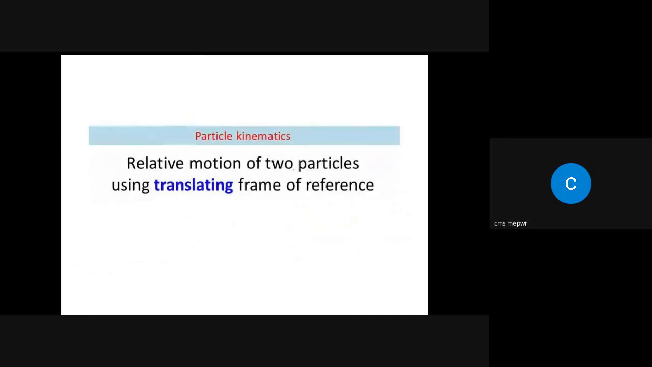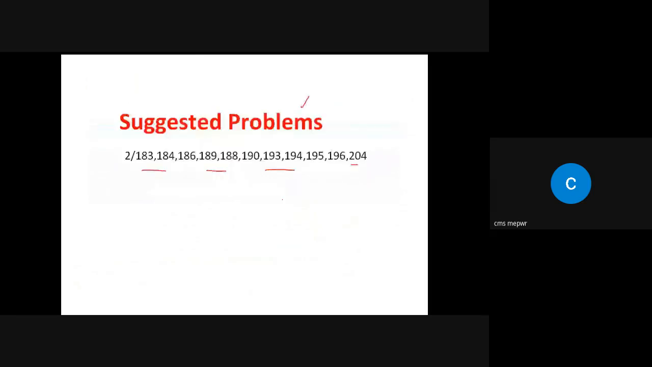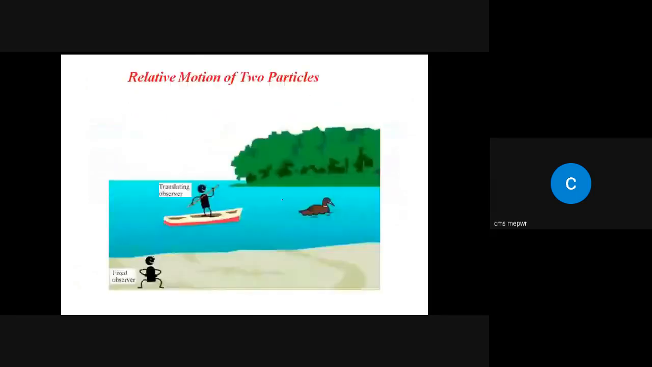What we just covered was absolute dependent motion of two particles, meaning the dependency of one particle's motion on another particle. Now let's go through another topic, that is relative motion of two particles using a translating frame of reference. How can we understand it? To understand the concept of relative motion of two particles, let us consider this given scenario.